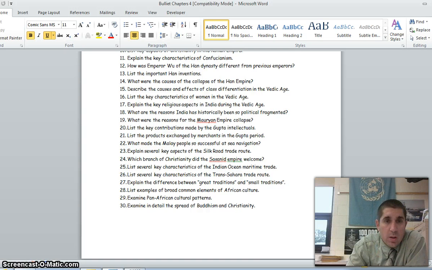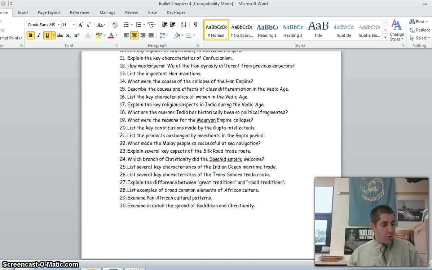21, the main products being exchanged during the Gupta is the cotton cloth, the ivory, and the metalwork. 22, the Malay people are riding monsoon winds. They're using double outrigger canoes. Navigation was based on the wave patterns, the clouds and swells, and they would navigate using birds and other sea life.